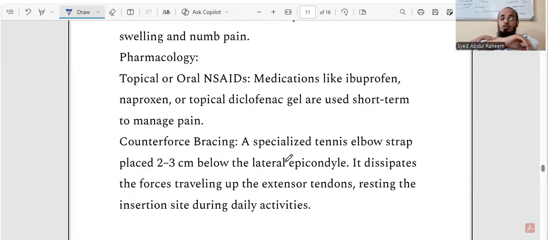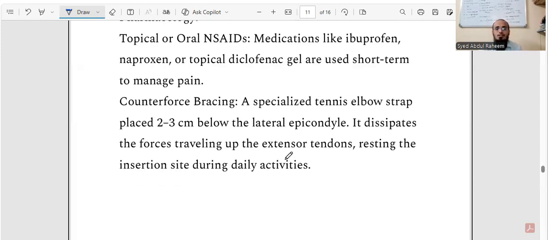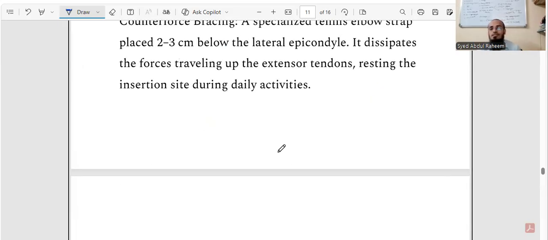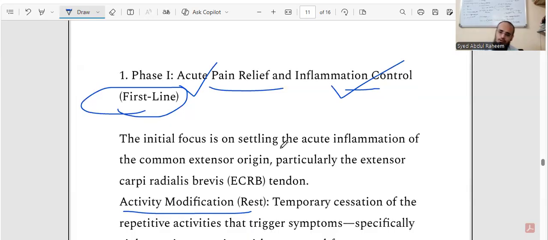So the patient, to reduce the effect on the elbow joint, you will be able to use bracing like this. There is a brace you will get in a sports shop. You advise the patient to put on the elbow brace. It will reduce the force during extension. Some pressure will be taken by the brace, not the elbow joint. So this is the first phase, the first line of treatment.